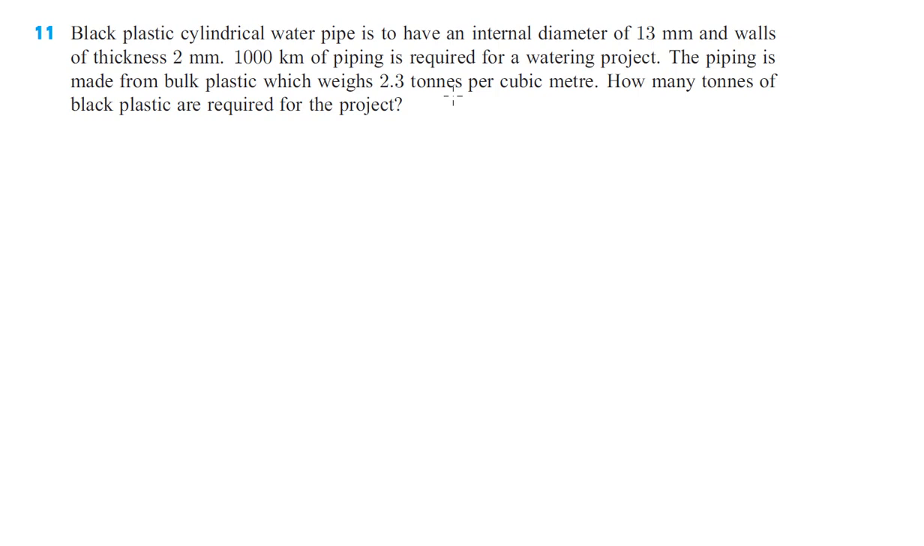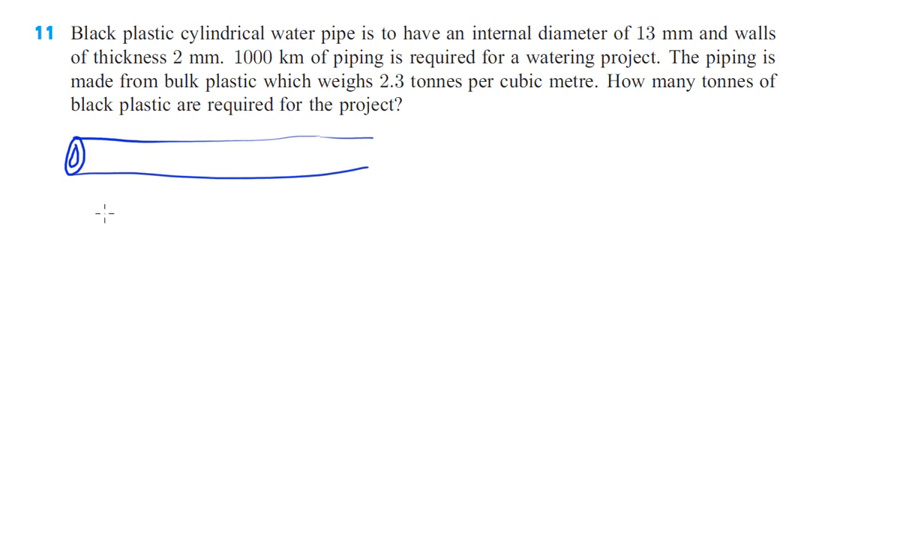Okay, so let's draw a picture of what's going on here. Basically you've got this black pipe. Think of plastic PVC pipe. So if we're looking at this pipe here from the end, it has an internal diameter of 13 millimeters, and then the wall is 2 millimeters thick. So basically you've got this pipe that is forever long. It's 1,000 kilometers. That's a lot of piping.